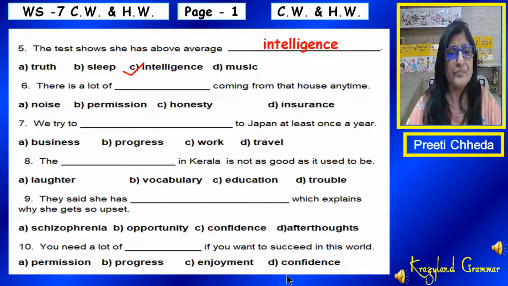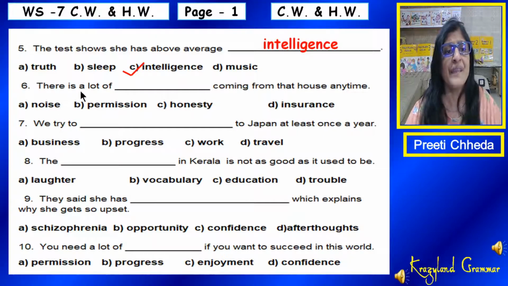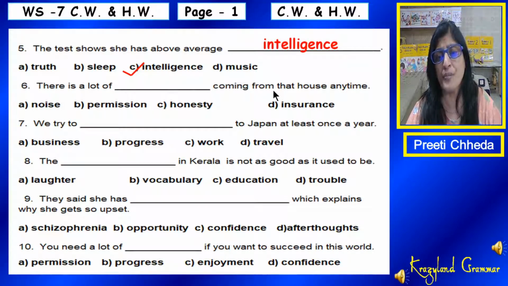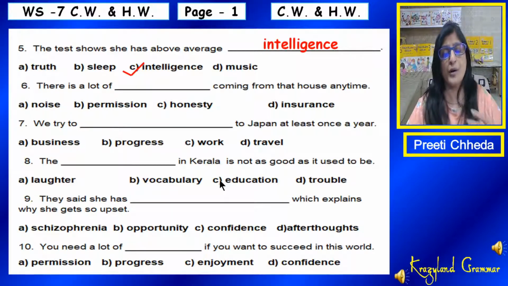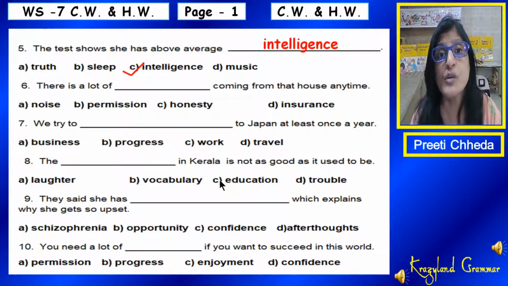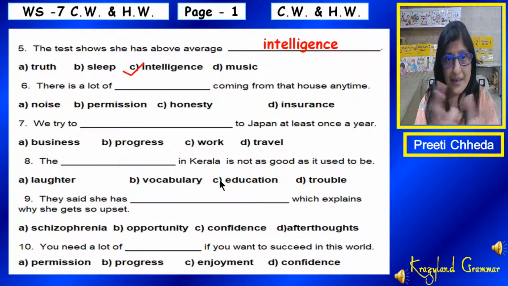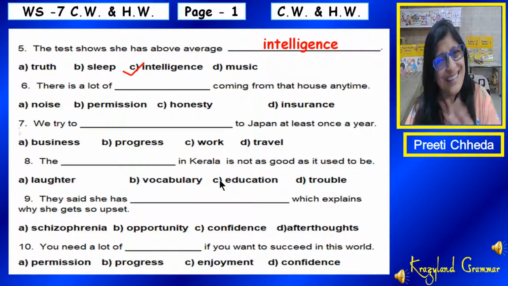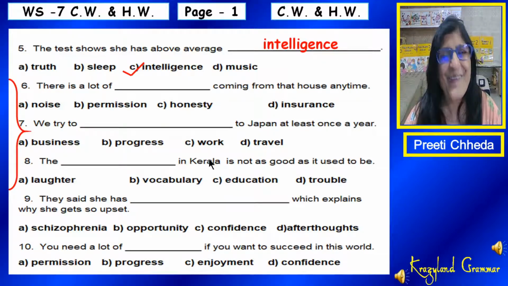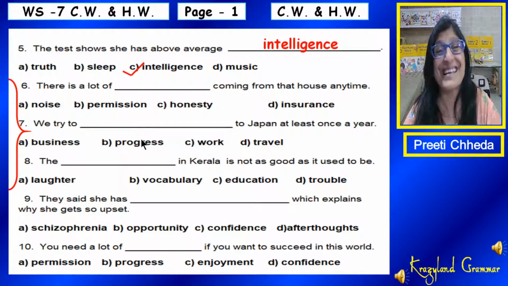So clear. The next one, there is a lot of dash coming from the house anytime. Number one, that is A, noise, permission, honesty, or insurance. Insurance is something which insures you. So, जो अपने को कुछ होते है कि हाँ कुछ होने वाला है. So we are sure of covering the things, the four things, and this one you are going to do on your own, but not as a classwork.